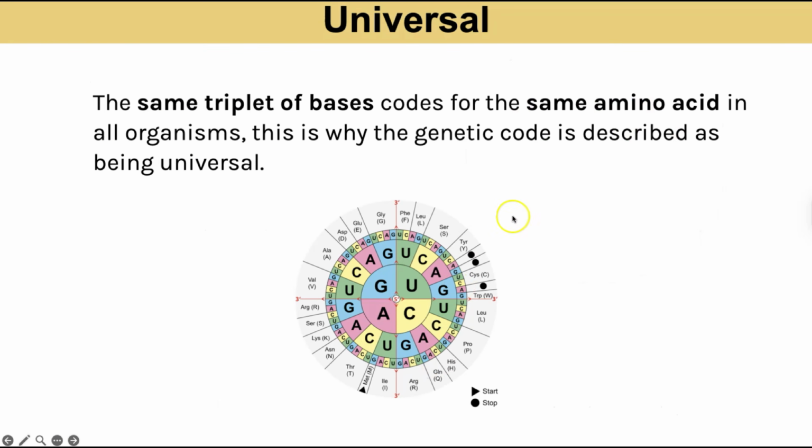Universal is the next feature, and this means that the same triplet of bases codes for the same amino acid in all organisms. So that is your definition. Now, this has been used to our advantage because we can do genetic modifications, because we know that you can take a gene from one organism, put it into the DNA of another, and because the genetic code is universal, it will still code for the same amino acids and make that protein.